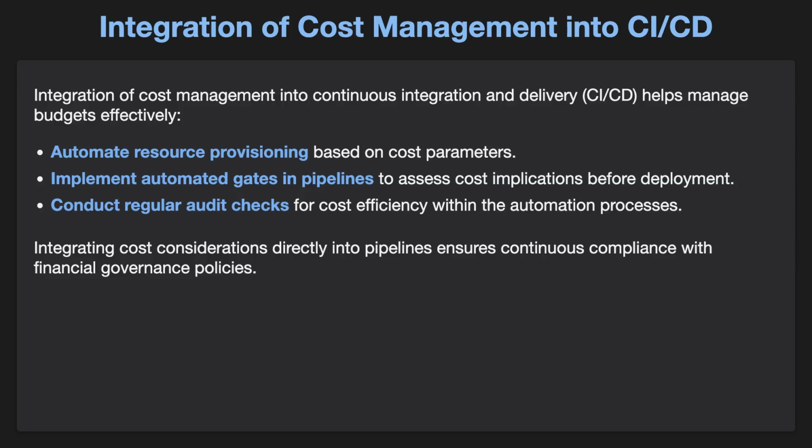Integration of cost management into continuous integration and delivery (CI/CD) helps manage budgets effectively. Automate resource provisioning based on cost parameters. Implement automated gates in pipelines to assess cost implications before deployment. Conduct regular audit checks for cost efficiency within the automation processes. Integrating cost considerations directly into pipelines ensures continuous compliance with financial governance policies.